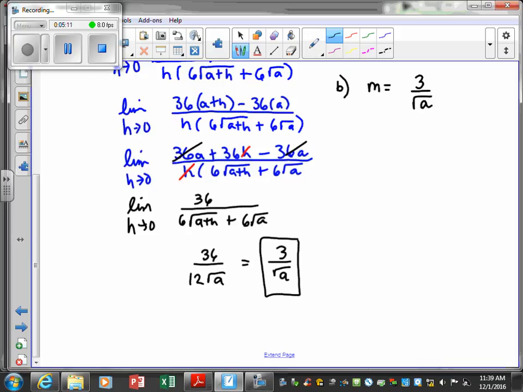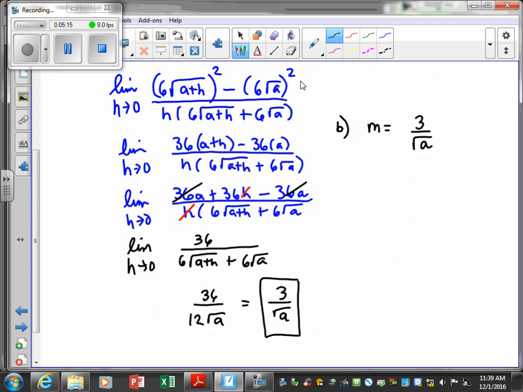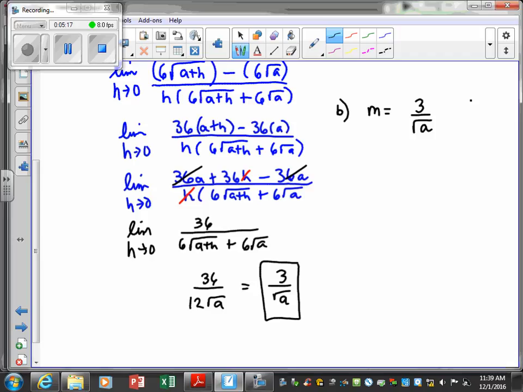And what was the point that was given on this one? Let's go back up to the top. 1, 2. So our point is (1, 2). What do we plug in for a? 1. So 3 over the square root of 1. It's just going to be 3 over 1, which is just 3.